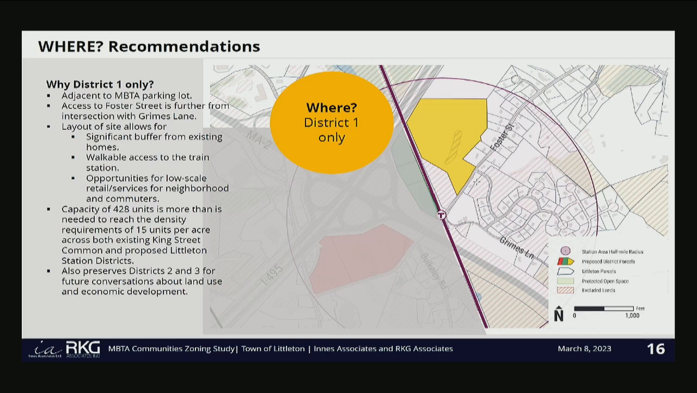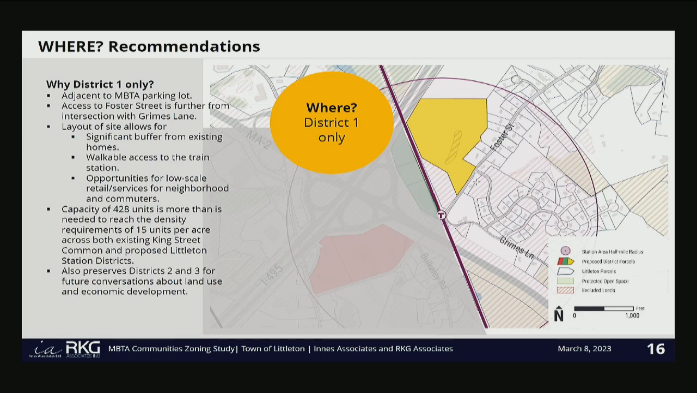Yes, ma'am? What does significant setback mean in, like, meters, yards, whatever? It depends on which of the scenarios that you look at. And we'll hear from you whether or not you agree that it's significant. I will say in one of the scenarios, it is not a significant setback. So that becomes important in the discussion.